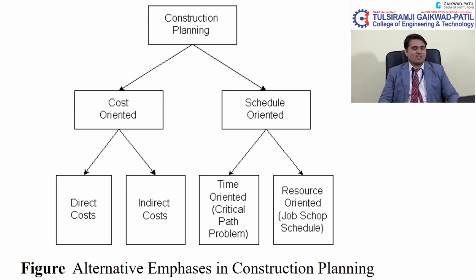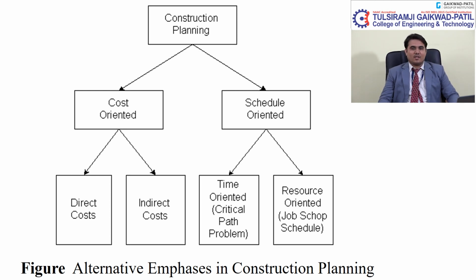Now, construction planning is of two types. The first is cost oriented and the second is schedule oriented. Cost oriented is all about finance, the available financial constraints, and the available resources, and schedule oriented means we have to strictly adhere to the deadlines. Then in cost oriented we have direct cost and indirect cost, and in schedule oriented we have time oriented, where we have critical path method problems, and resource oriented, with job shop scheduling.